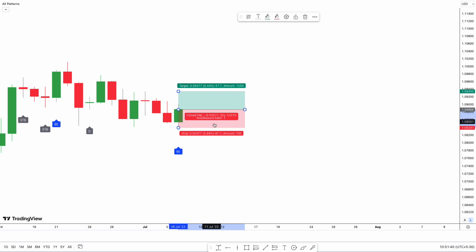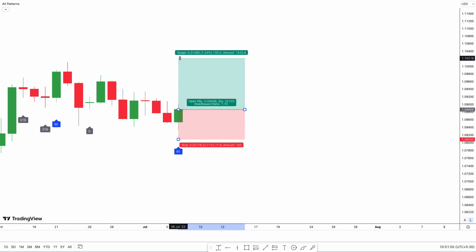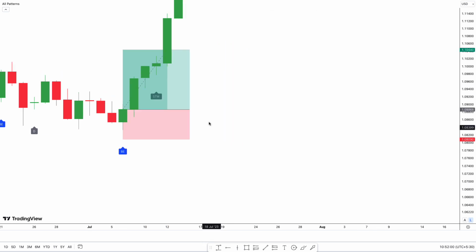Because of this, let's enter into a buy position. Here we will be placing the stop loss at the recent swing low. For the take profit, we will be targeting a 2 times risk to reward ratio. Now let's see how the trade plays out.